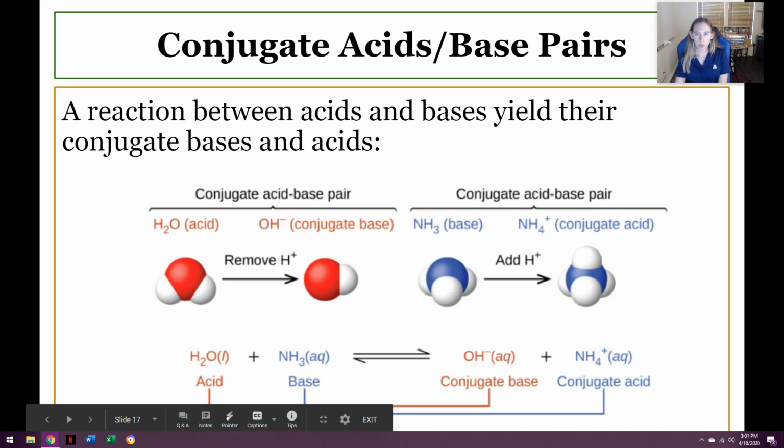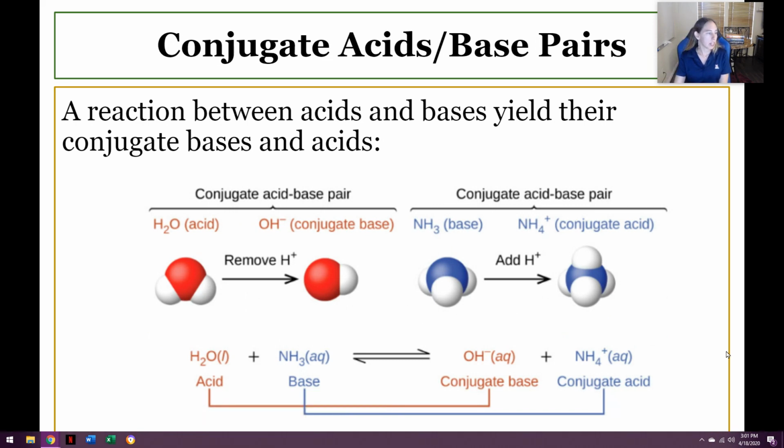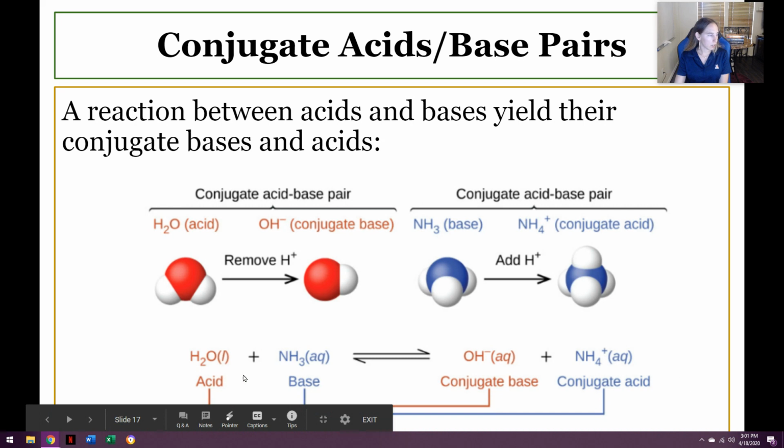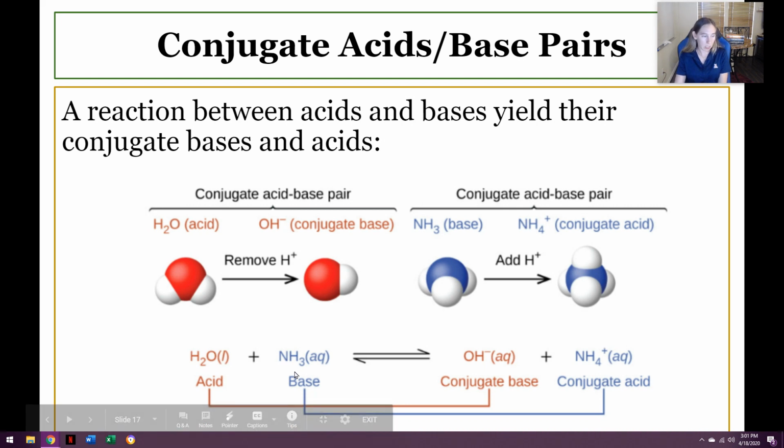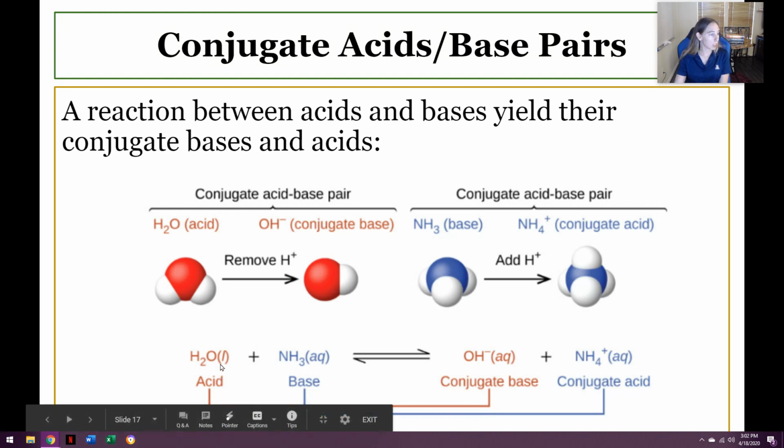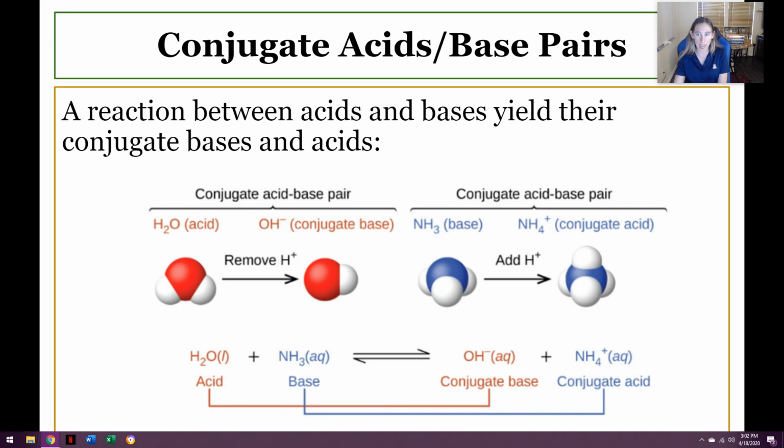So let's look at this with another example. Down here, we're going to look at this first. We have water reacting with ammonia. We know ammonia is a base because it's our only exception that is a base without hydroxide. So that's just something we know. In a sense, you need to memorize it, basically. Therefore, we know the water must be an acid in order to make this an acid-base reaction.